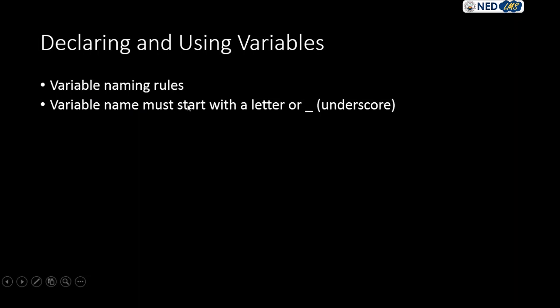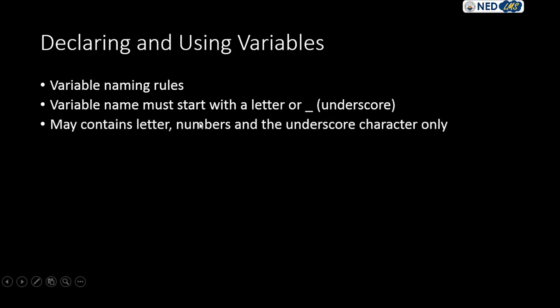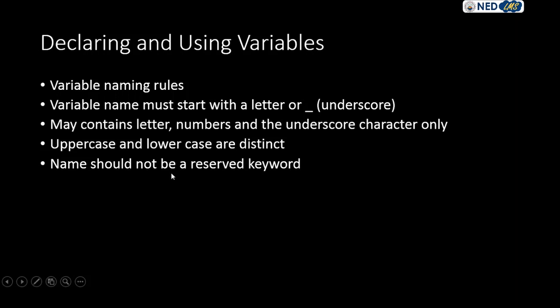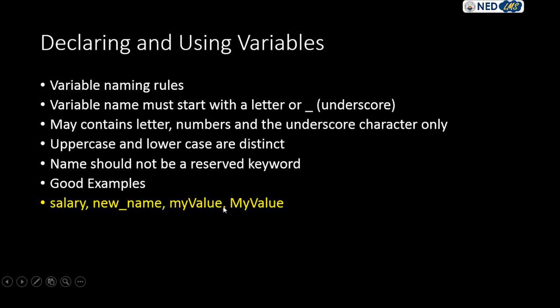So if you want to declare and use variables, you have to keep in mind their naming rules. A variable name must start with a letter or an underscore. It can contain letters, numbers, and the underscore character only. Uppercase and lowercase are distinct, since we talked in section 1 that C++ is case sensitive. The name should not be a reserved keyword, just as in the previous slide, in which the new keyword was used as a name of a variable, which is not allowed. Some good examples: salary, new name, my value, but keep in mind that myValue and myvalue are two separate variables.